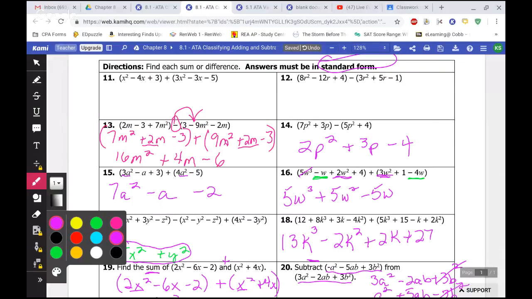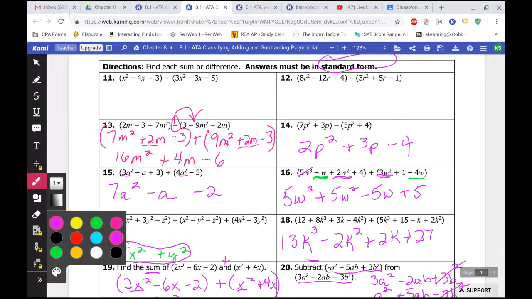And now we've handled that, and now we're at our constant. What's the constant in the first polynomial? 4. What's the constant in the second polynomial? 1. Okay, so 4 plus 1 is 5.